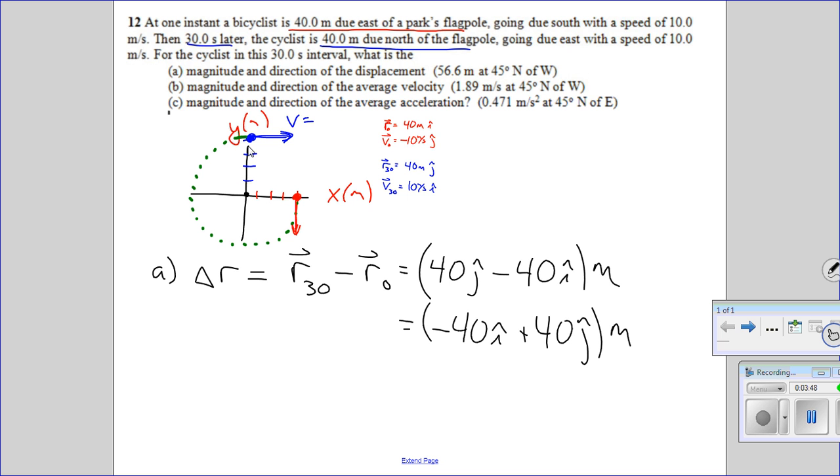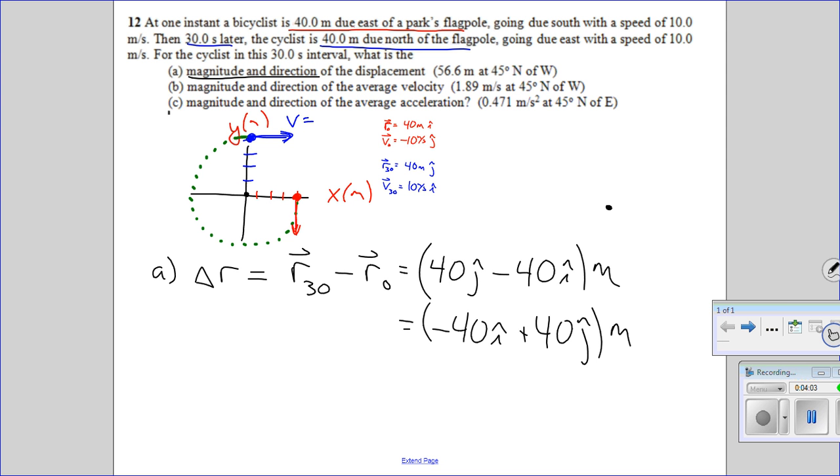So this is our displacement in unit vector notation. Here it wants it in magnitude and direction notation. All right, but look, all this is telling me is that the cyclist traveled 40 meters left and 40 meters up. So let's draw that.